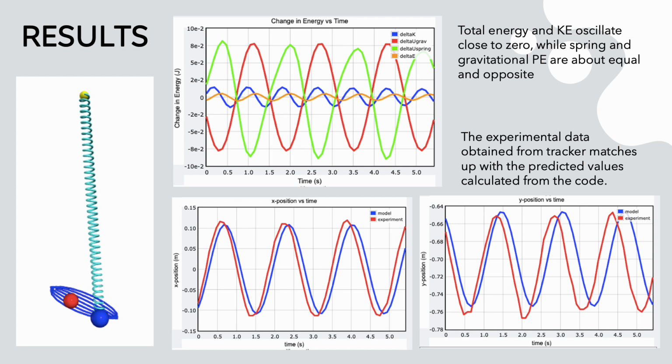In this top graph, there are a lot of colorful curves, so let me break it down for you. The orange line is the change in total energy, so it stayed fairly consistent, oscillating around 0 joules. Our main curves in this graph are the red and green lines, which correspond to change in spring potential energy and change in gravitational potential energy. These two energies are equal and opposite.